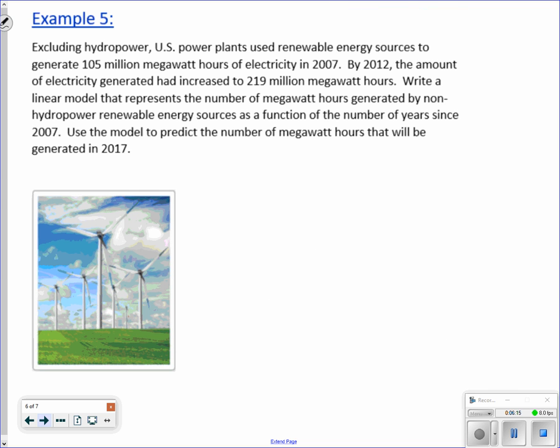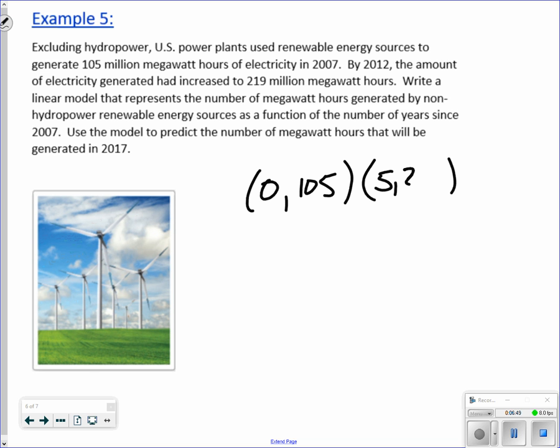Word problem. Excluding hydropower, U.S. power plants use renewable energy sources to generate 105 million megawatt hours of electricity in 2007. By 2012, that amount of electricity had increased to 219 million megawatt hours. Write a linear model that represents the megawatt hours generated by renewable energy sources as a function of the number of years since 2007. So they're saying 2007 is the 0 year. 2012 would be the 5th year, and they had 219 million megawatt hours.